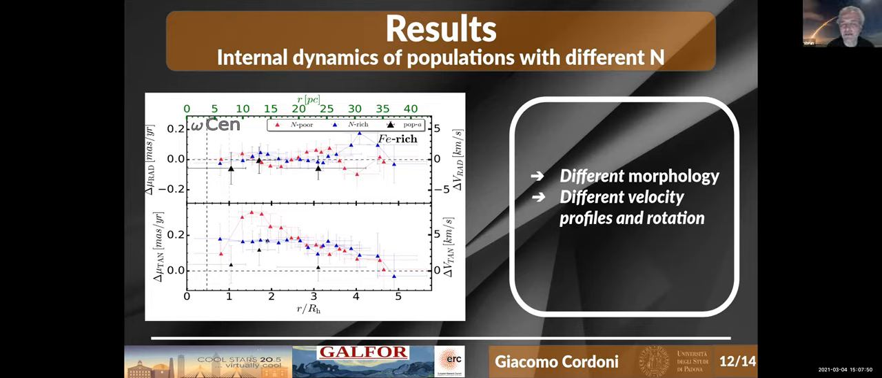So now it's time for the questions. There was a question, sorry, by Becky Arnold. How could kinematic differences survive for so many crossing times? And is there any possibility that the kinematic differences could have developed rather than being primordial?